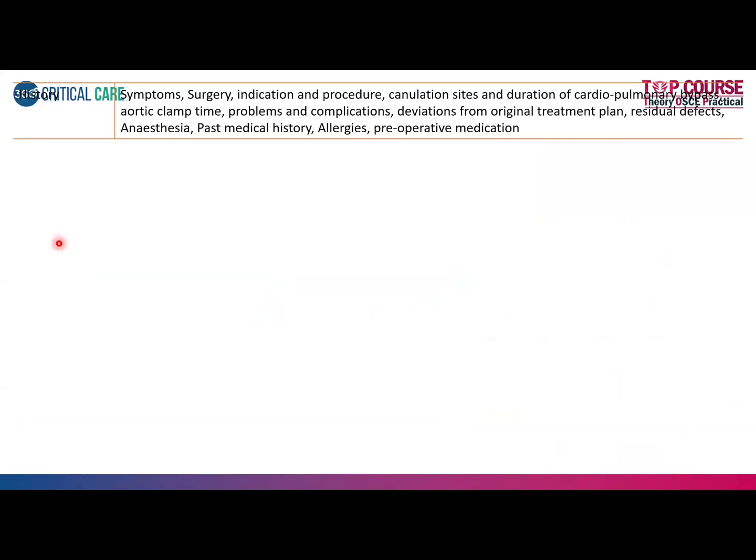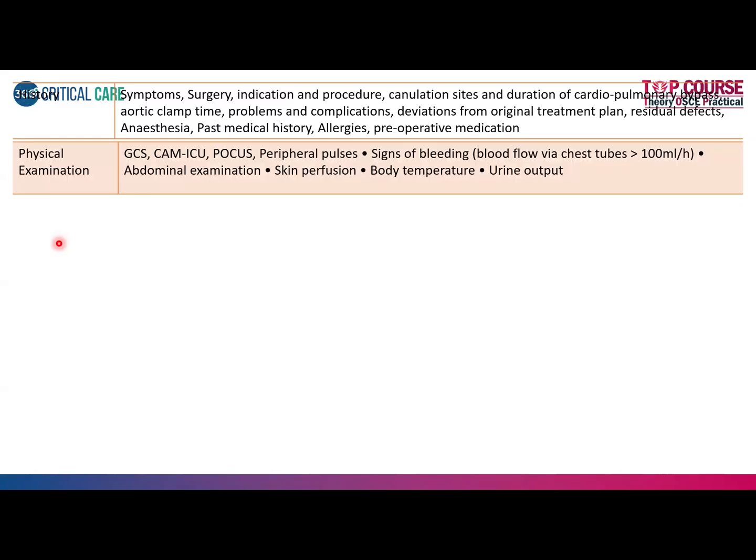So, how will you evaluate? History of the patient, quite similar to any kind of shock history. One needs to ask the prior history, anesthesia, past history, medical history, allergies, preoperative medication, any kind of symptoms. And if the patient has gone on the cardiopulmonary bypass, then one needs to ask regarding the aortic clamp time and problems and complications, if any, that have happened in the OT.